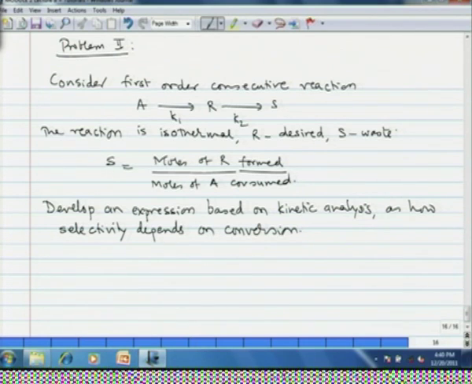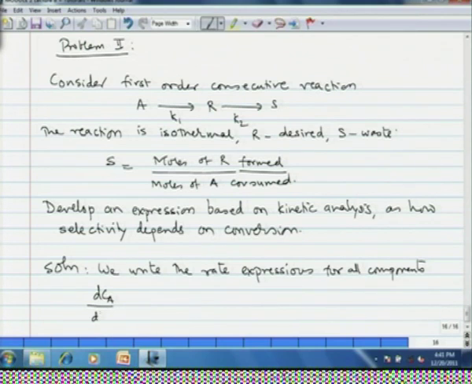Now, our approach is exactly the same as earlier. We have to first write the rate equations, rate expressions for all three components. dCA by dt is equal to minus K1 into Ca. We assume all reactions to be first order. We also assume that the whole process is isothermal, so no heat effects.